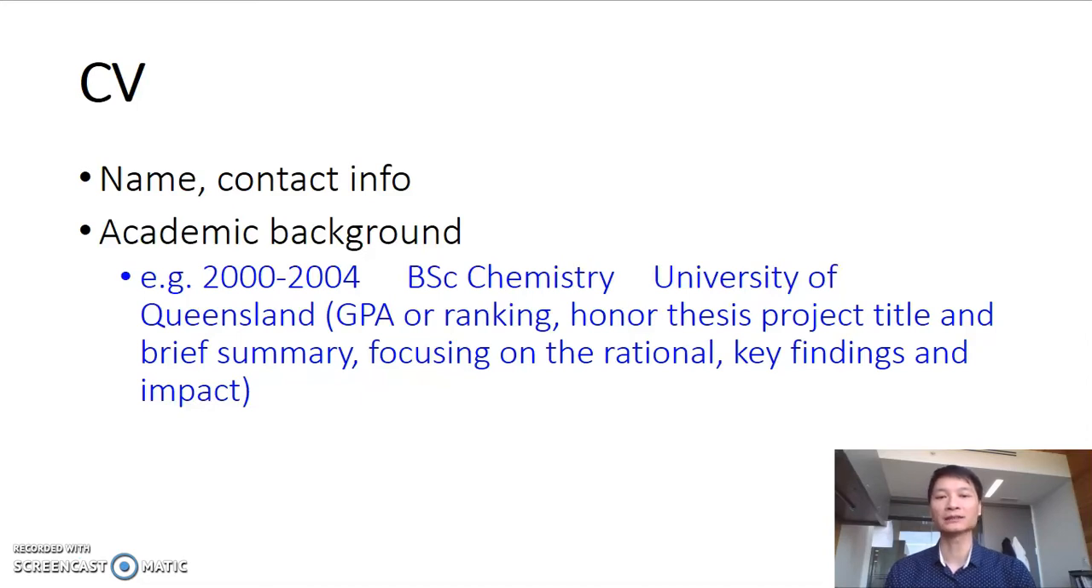If you did an honors thesis project or a PhD or master thesis project, you want to include a title and a very brief summary, 1 or 2 sentences focusing on the rationale, key findings, and impact. So this is to showcase what you have achieved in the past when you pursued this degree. And your research skills, such as small animal experimental skills, HPLC, NMR, that sort of experimental skills.